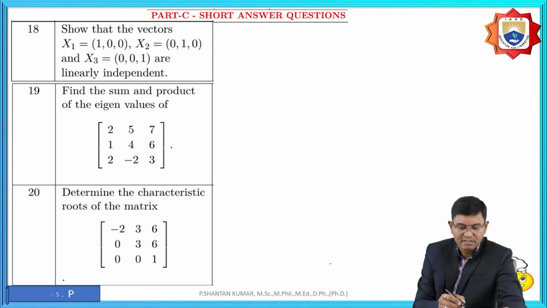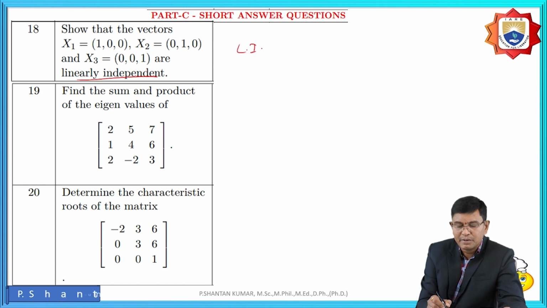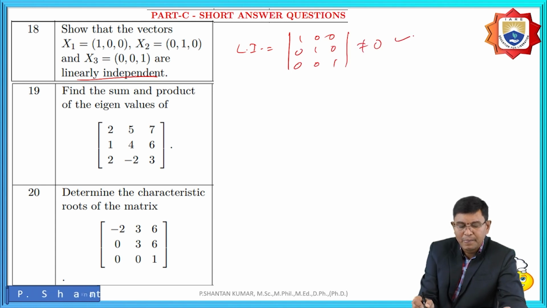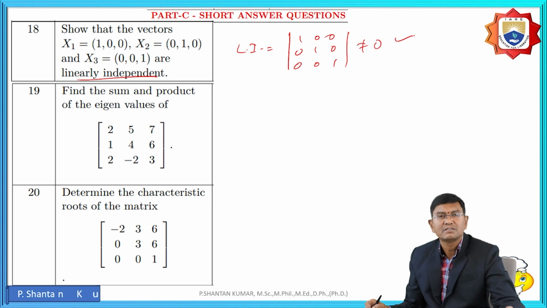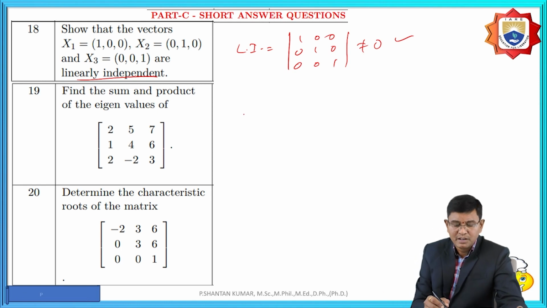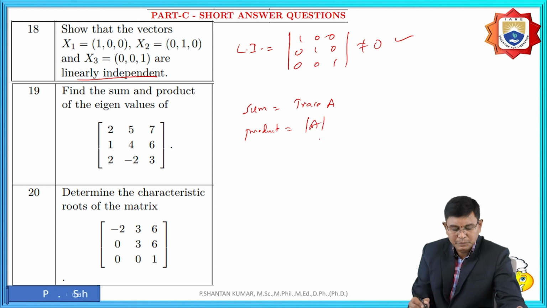And further, linearly independent is nothing but the determinant of 1 0 0, 0 1 0, 0 0 1 is not equal to 0. Find the sum and product. The sum is equal to the trace of A and the product is equal to the determinant of the matrix.